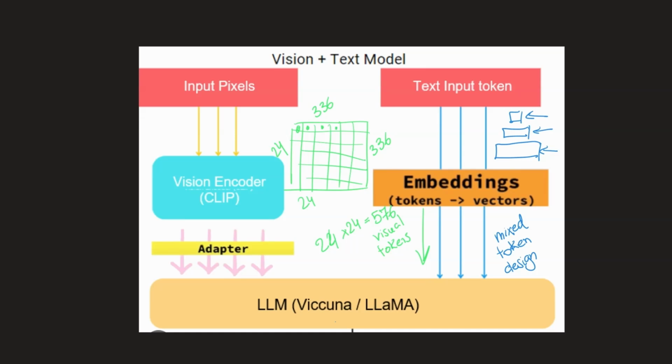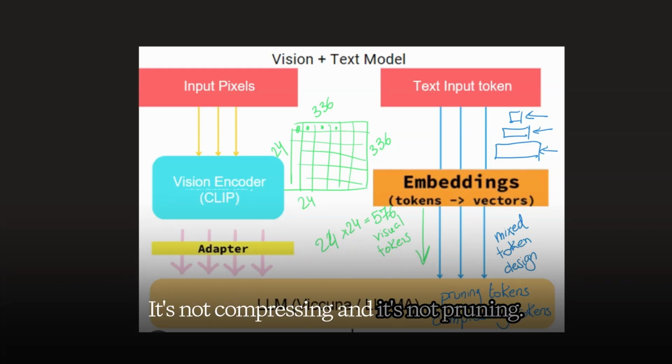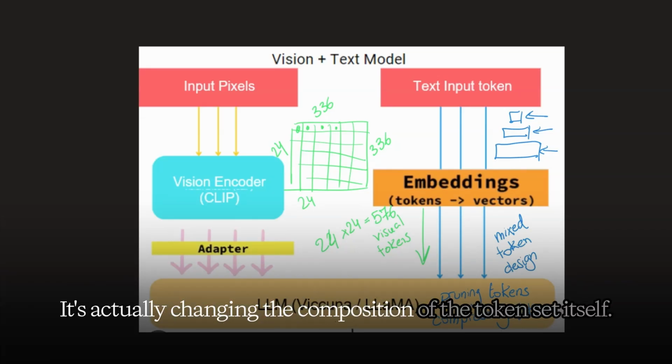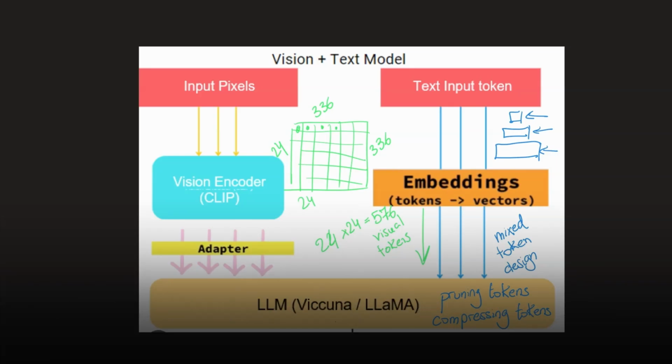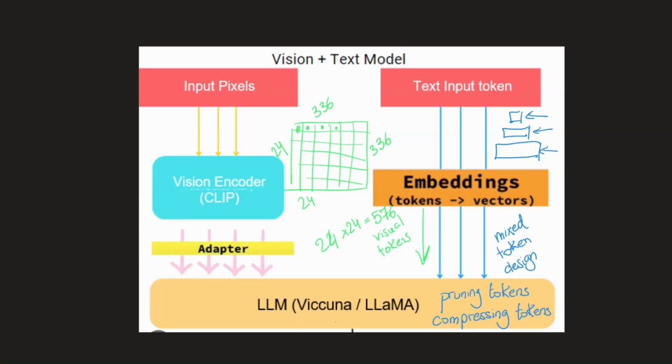Just a quick note on the earlier work. Yes, they focused on pruning tokens. So this is deciding which patch gets dropped based on attention maps or saliency maps, and also compressing tokens. This is merging similar patches together. But Mask-LLaVA is different. It's not compressing and it's not pruning. It's actually changing the composition of the token set itself. And it's going to introduce something called an object-centric token alongside the patch tokens. So it's reshaping how the visual information is represented at a very fundamental level.